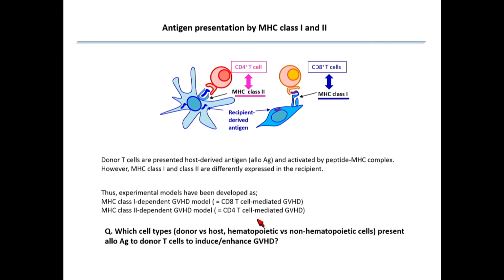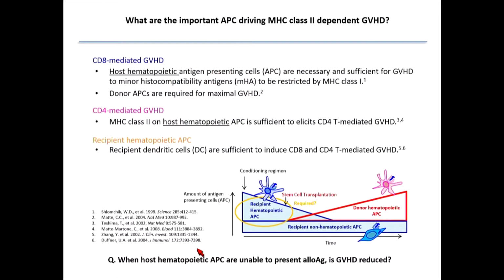So the question is, which cell type, donor or host, hematopoietic or non-hematopoietic, presents antigen to the donor T cell to induce or enhance GVHD? In concept, there are 3 types of APCs. After the conditioning regimen, recipient hematopoietic APCs start to be reduced. Then, of course, after the transplant, they are reduced more and replaced with donor hematopoietic APCs. However, there are non-hematopoietic APCs, and they are always of recipient type.